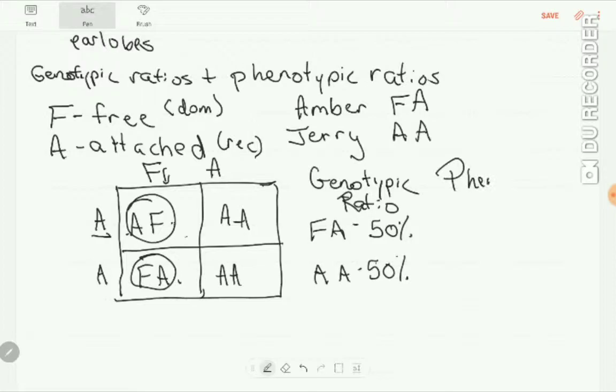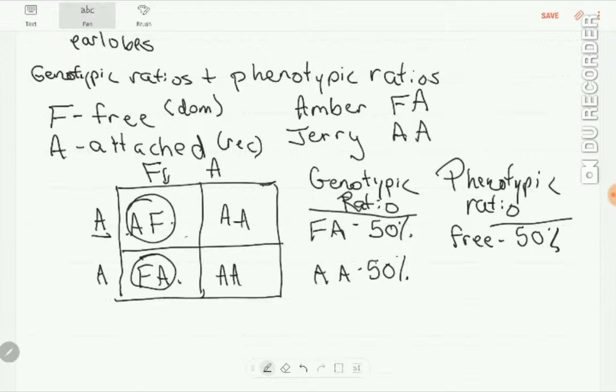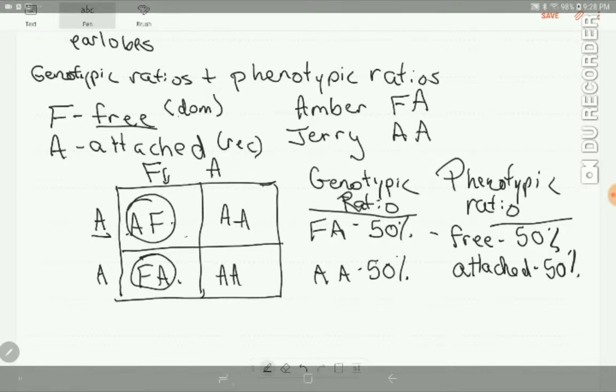Then it wants to know the phenotypic ratio. And in this case, it's going to be free 50% because free is dominant. And if we get the free gene and the attached gene together, we'll get the dominant trait. So 50% are going to be free in this case, and 50% are going to be attached because we have 2 attached genes together in 2 of the boxes. And therefore, that would give us attached earlobes.